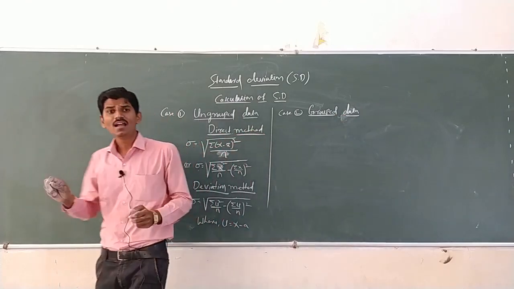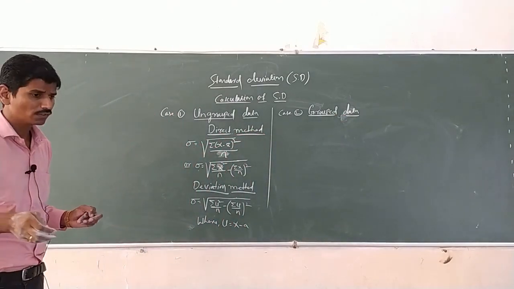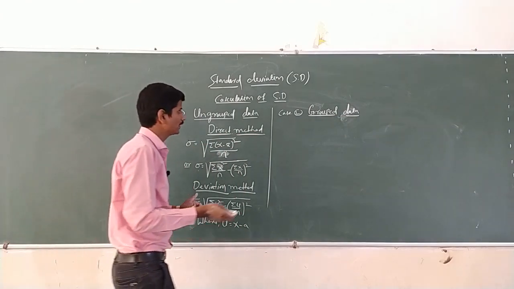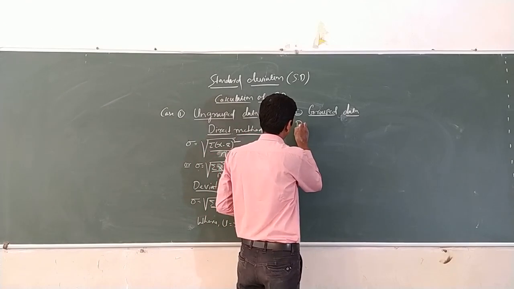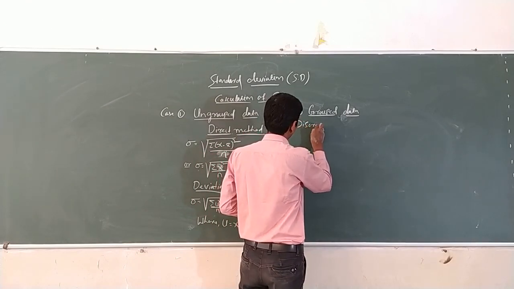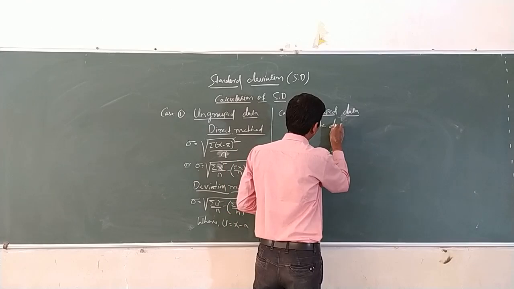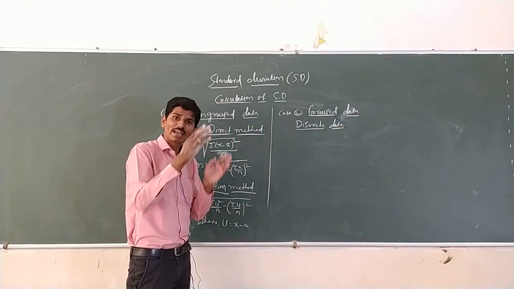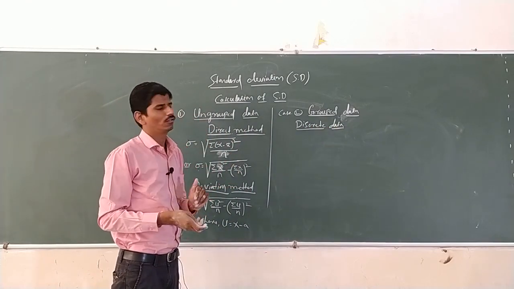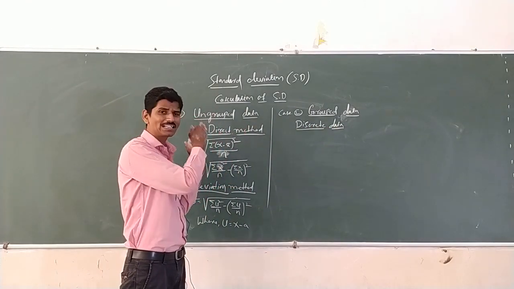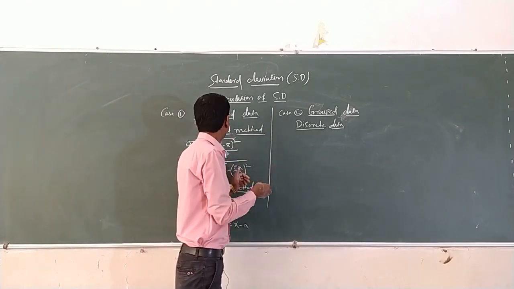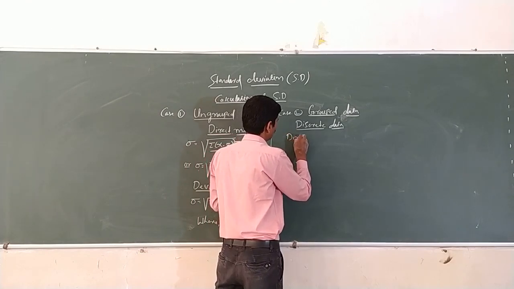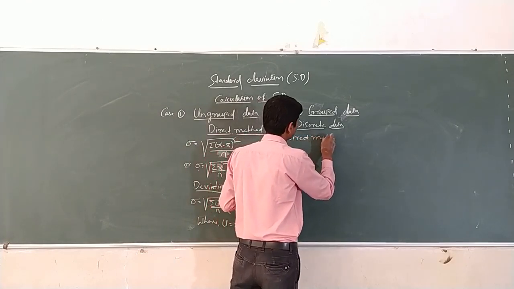In grouped data, again there are two methods. One is the discrete case and another one is the continuous case. The first one is discrete data. Here in discrete data, the x values with respect to frequencies are given. Here the first is the direct method in discrete data.